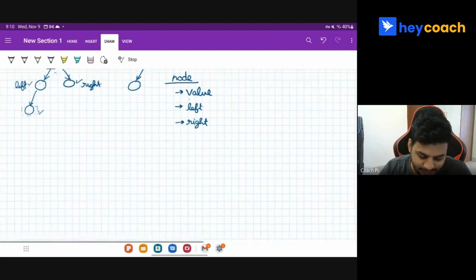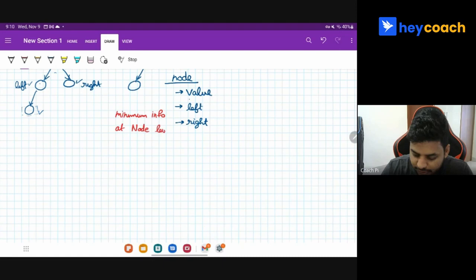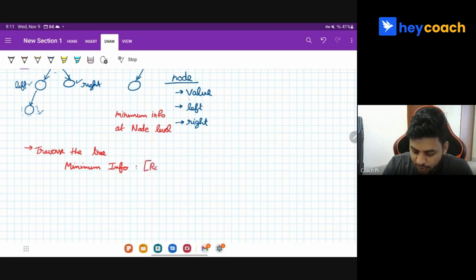Okay. So this is our minimum info at node level. Also, to traverse the tree, what is the minimum info? As we discussed, we just need a reference to the root node to traverse the entire tree. The minimum info to traverse the tree is the root node. All right.